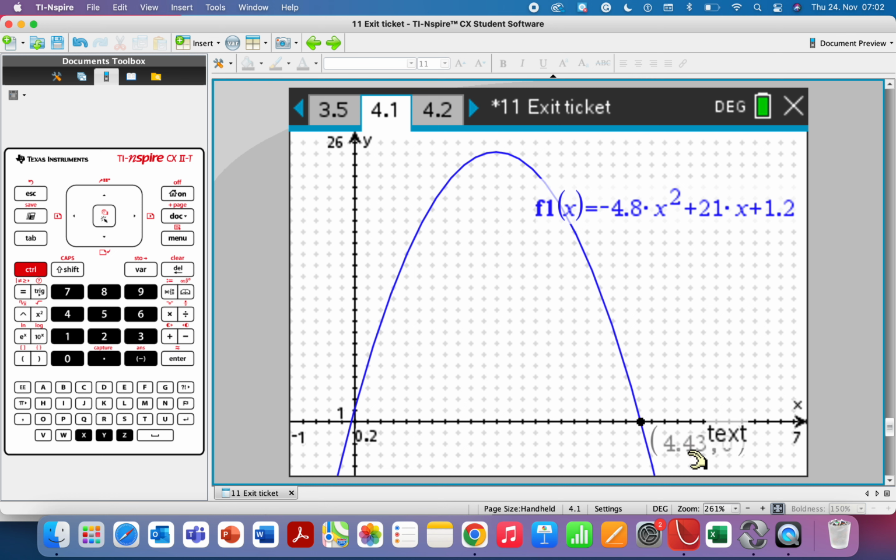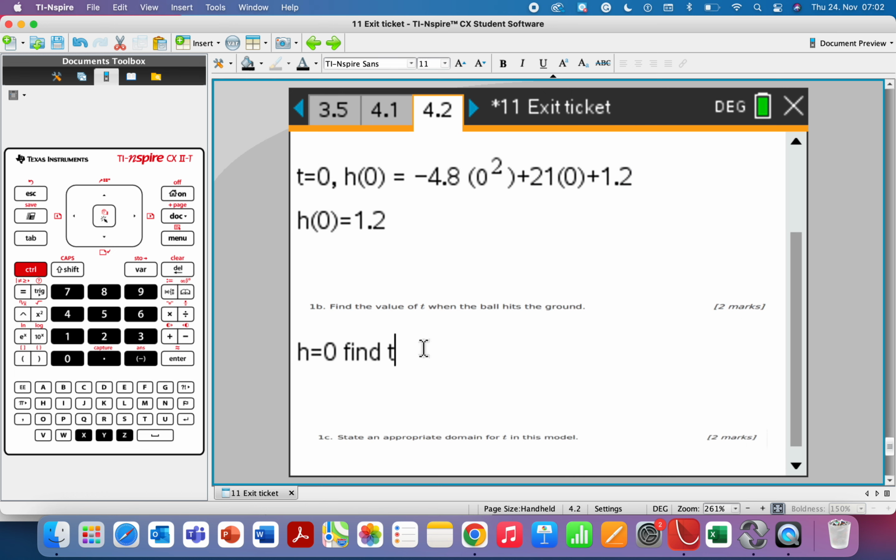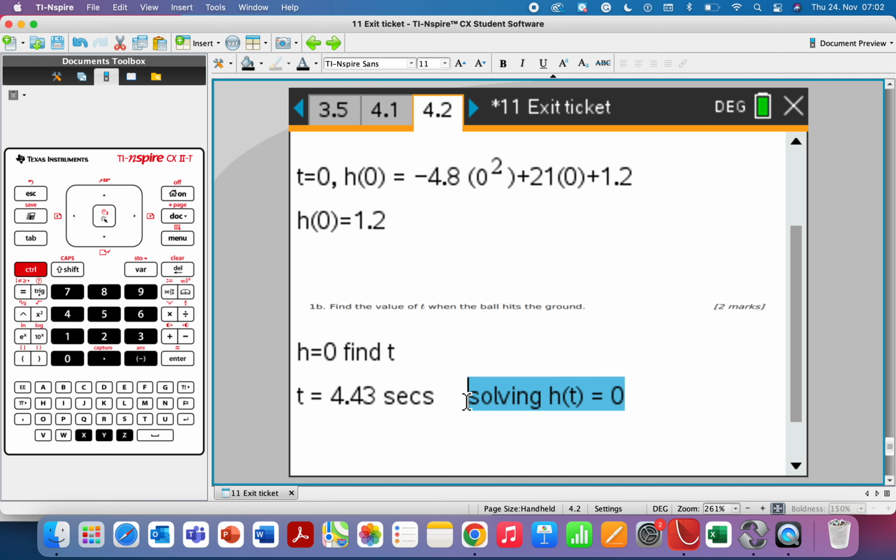After 4.43 seconds, the ball is 0 meters above the ground. So find t. We just put t equals 4.43 seconds. We might just put solving h of t equals 0. That's all you need to put for the explanation here, and t equals 4.43. If you want, you could sketch by hand a little picture of the graph there.